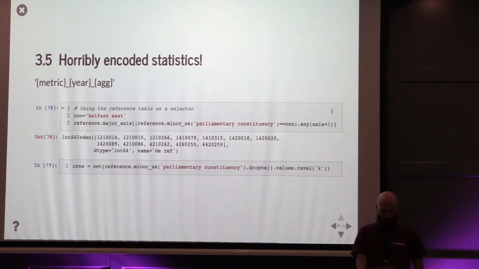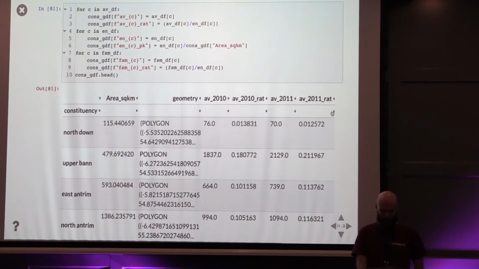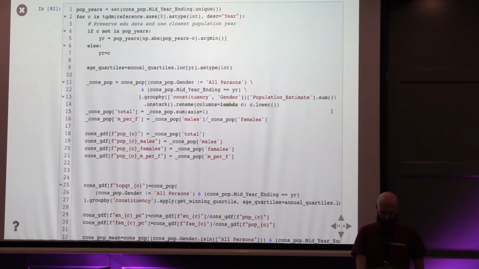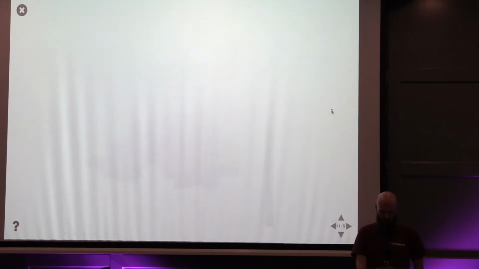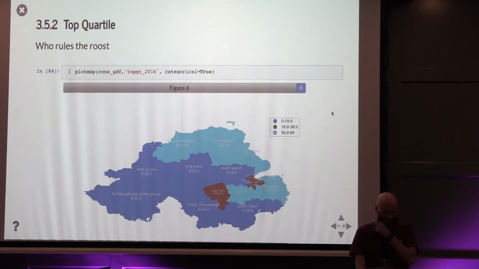Horribly encoded statistics. I apologize for this, but basically my naming convention was absolutely terrible because at this point I was sick to death of this data set. So let's run through all of the hell of this. Please have fun with this notebook, but this was the average age. So you can basically see that everything down the east is old people. Who rules the roost? So yeah, everything east is run by old people.